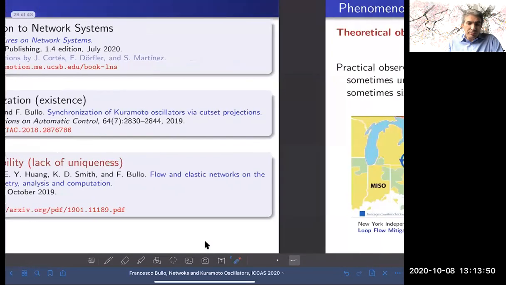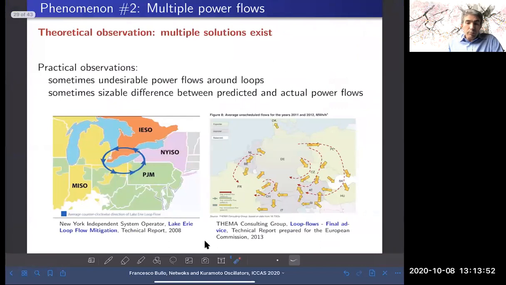Let me now talk just briefly, I have a few more minutes, about multi-stability. So it turns out that the solutions are not unique.